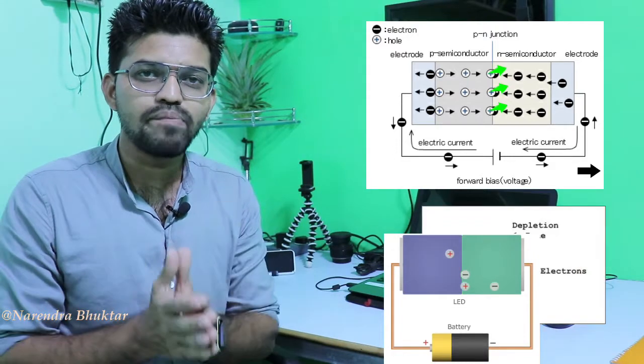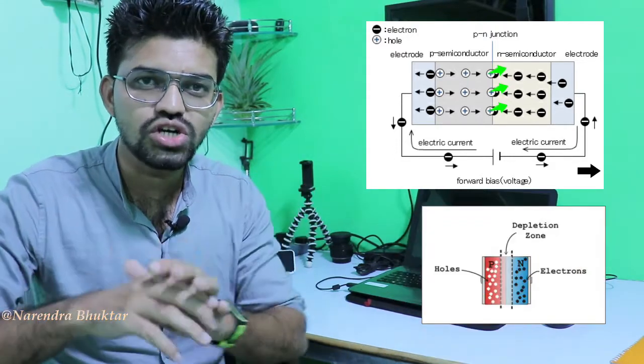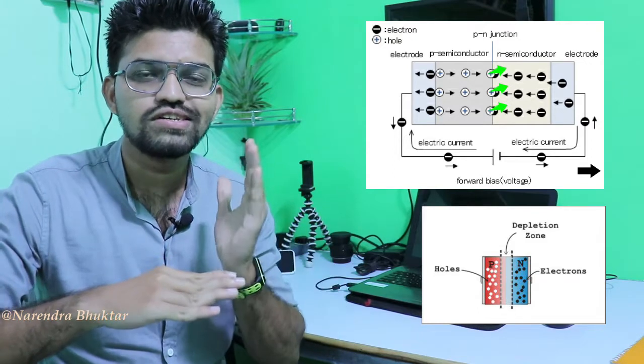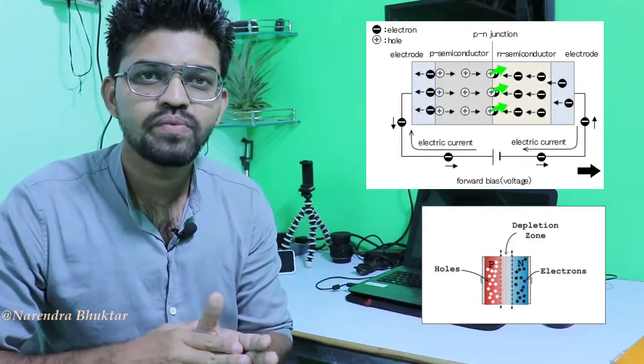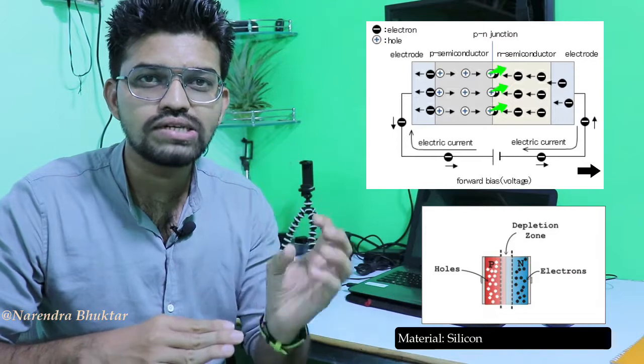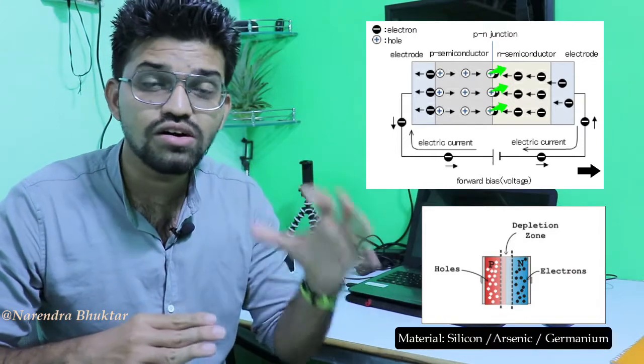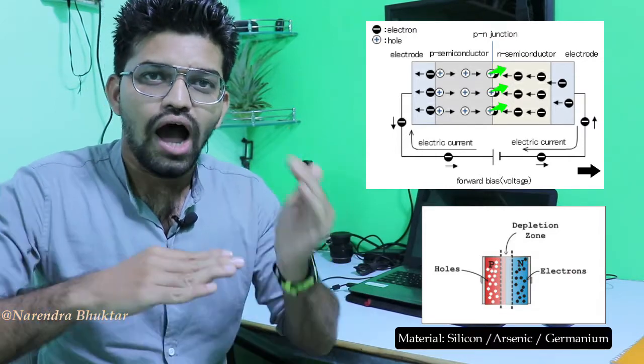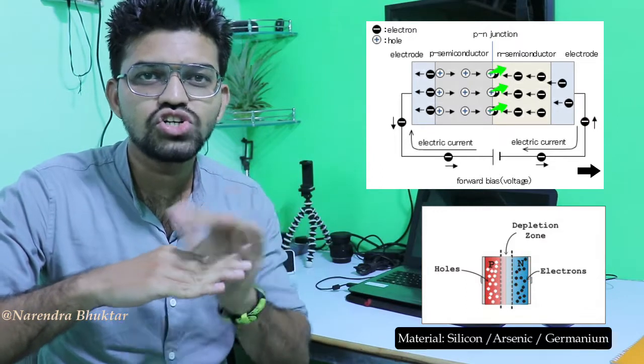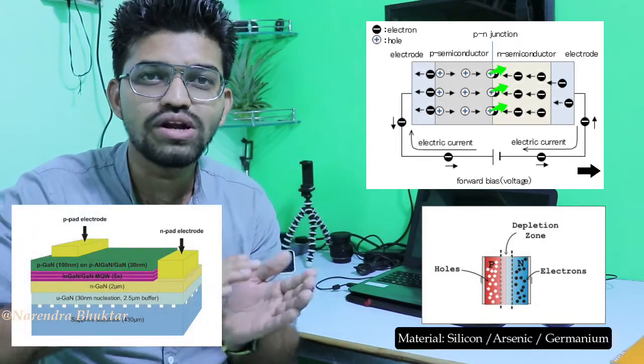Over here guys, this PN junction layer is typically made up of silicon or else arsenic and germanium. So these are the materials which are used, and this PN junction gets formed over a substrate.